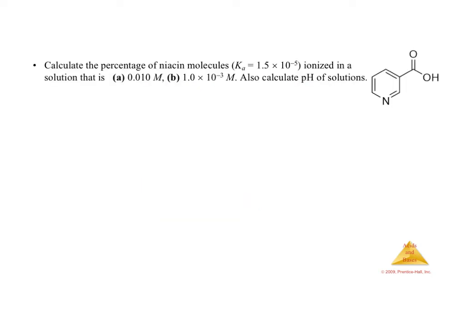So let's take this and let's do a couple more problems. Calculate the percent of niacin molecules, here's the acidic proton right there, ionized in a solution that is A, 0.01 molar, and B, 0.001 molar. 1 times 10 to the minus 2 versus 1 times 10 to the minus 3. I'll also have you calculate the pH of these solutions. Go ahead and get started on A, and I'll be right back with the solution.